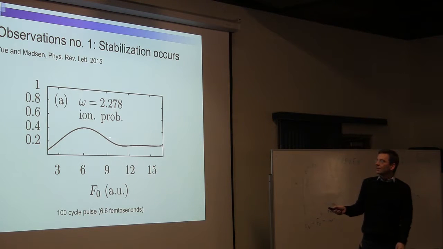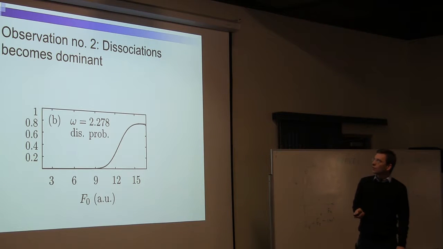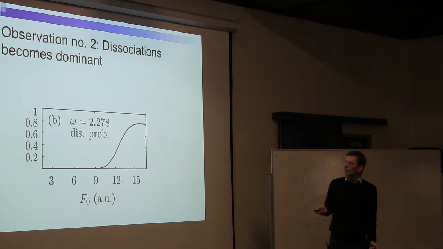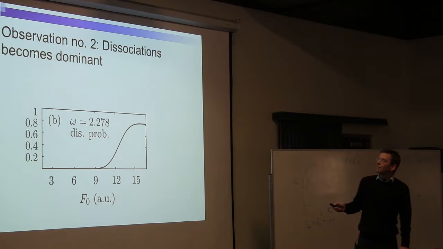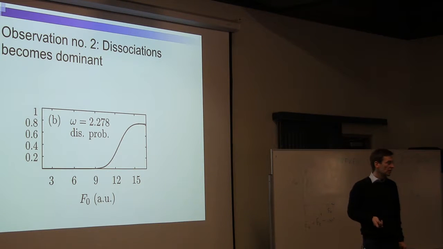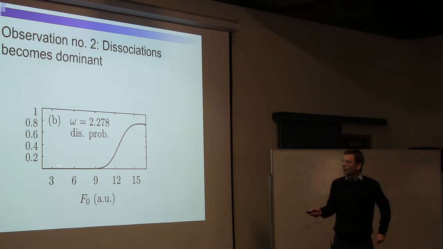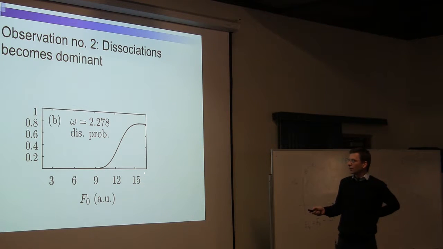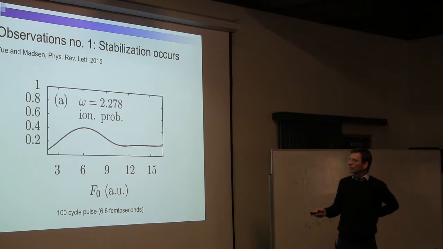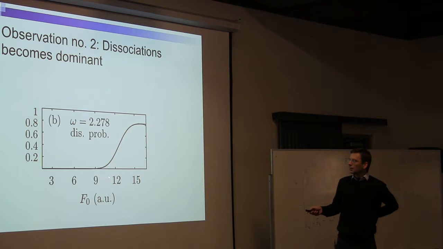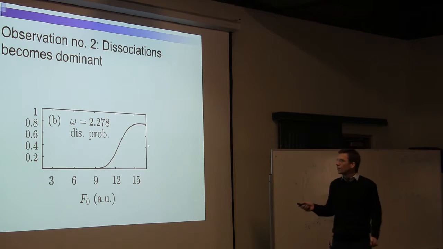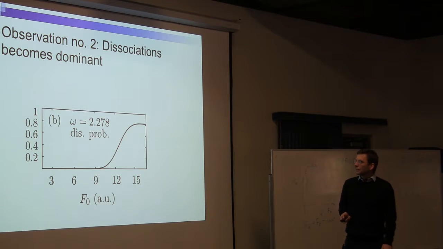What happens then when you have stabilized the ionization? The other new observation is that you can then have a big dissociation probability. This is what is shown here. Again, dissociation probability versus field strength. You see at low field strength it's unlikely because you ionize, but then as you increase the field strength you can have a lot of dissociation. So how can that be?